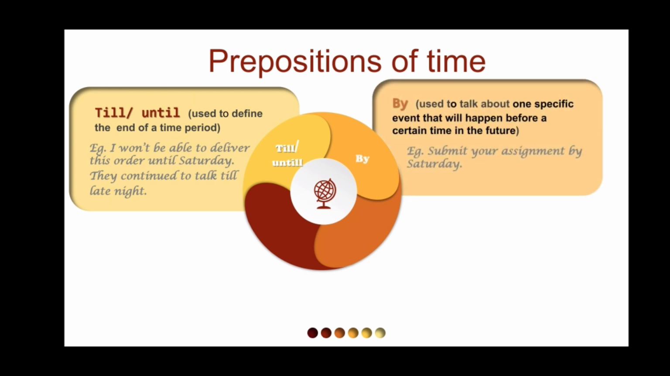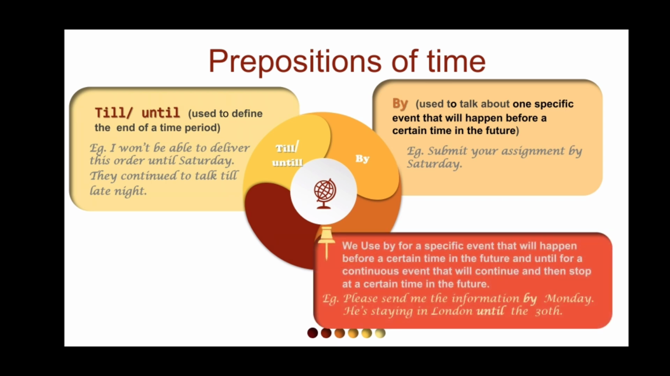The next preposition is by. It is used to talk about one specific event that will happen before a certain time in the future. For example, the teacher might ask her students to submit the assignments by Saturday. That means this submission must be done before Saturday. Children, I know you must be confused about what the difference is between these prepositions till, until and by. So let's try to understand the difference between these prepositions.